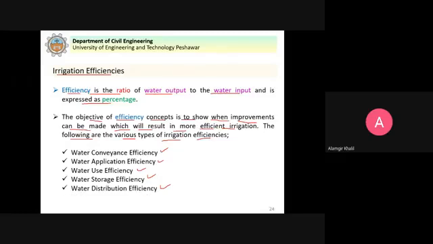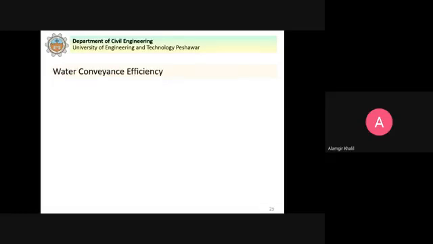We were discussing the irrigation efficiencies. Efficiency is the ratio of water output to the water input, and the objective of the efficiency concept is to show when improvements can be made which will result in more efficient irrigation. For these efficiencies, we will define water conveyance efficiency, water application efficiency, water use efficiency, water storage efficiency, water distribution efficiency. So first we define water conveyance efficiency.